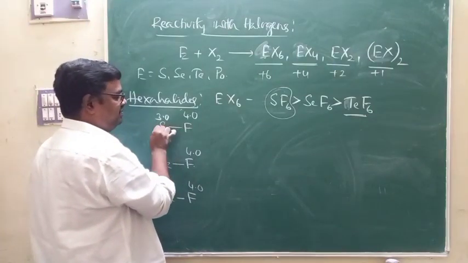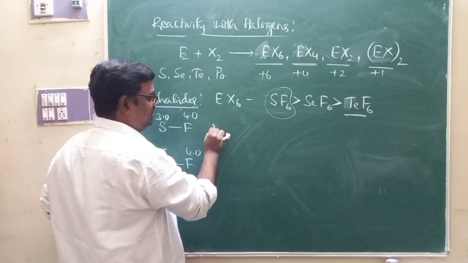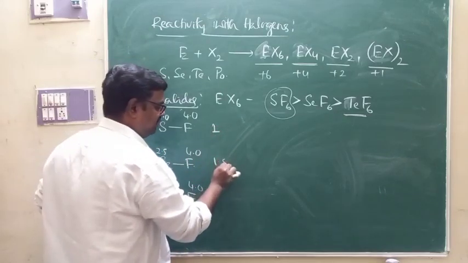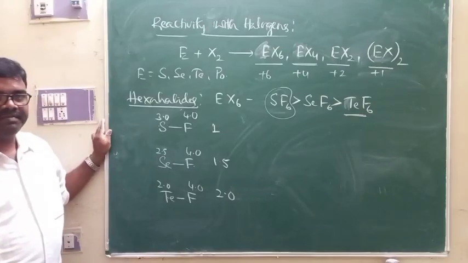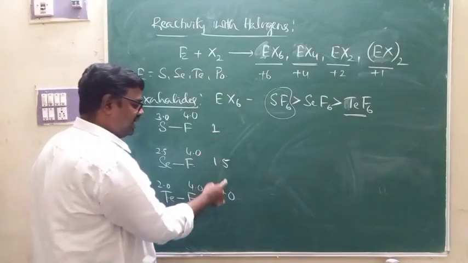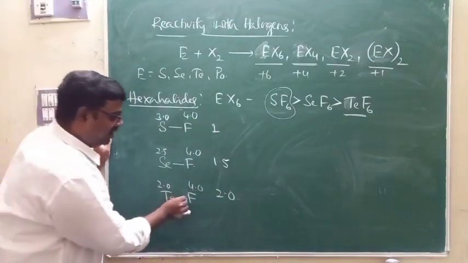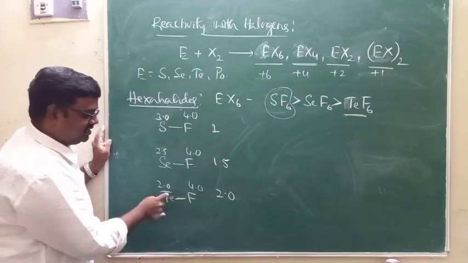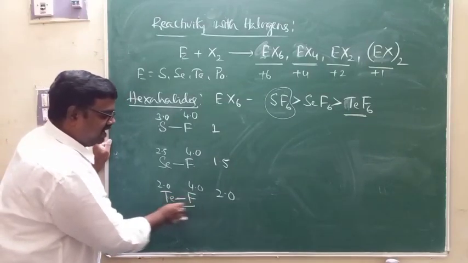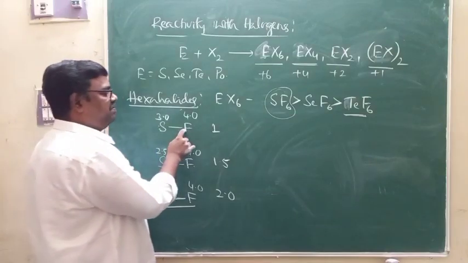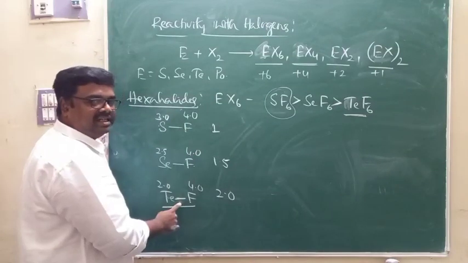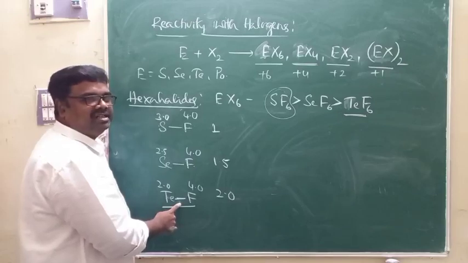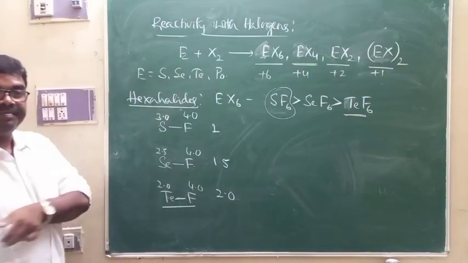Here, in the case of SF6, the electronegativity difference is 1. Here it is 1.5. Here it is 2.0. That is the electronegativity difference. As the electronegativity difference increases, the polarity of the molecule increases. That is, the Te-F bond is highly polar and the S-F bond is least polar. As polarity increases, reactivity increases and stability decreases.